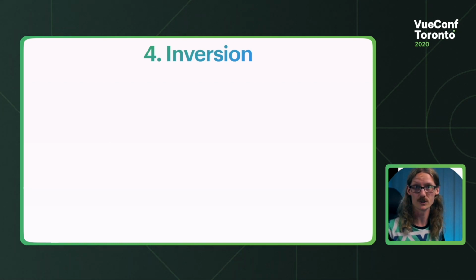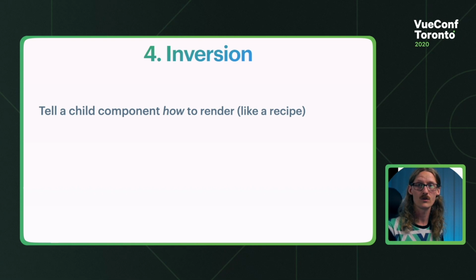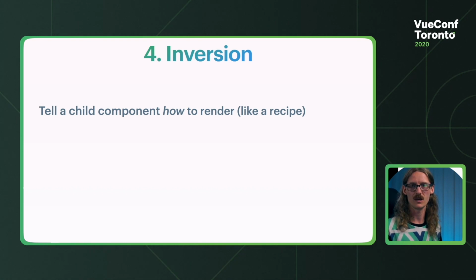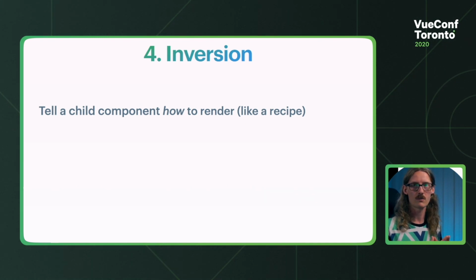Number 4 is inversion. Here we actually let the child component know how to render our markup. So the difference between adaptability and inversion is that with adaptability, we are giving the markup from the parent to the child as a single chunk. With inversion, we are passing rules or a recipe to the child component. And then the child component will then take that recipe and do whatever it wants with that.